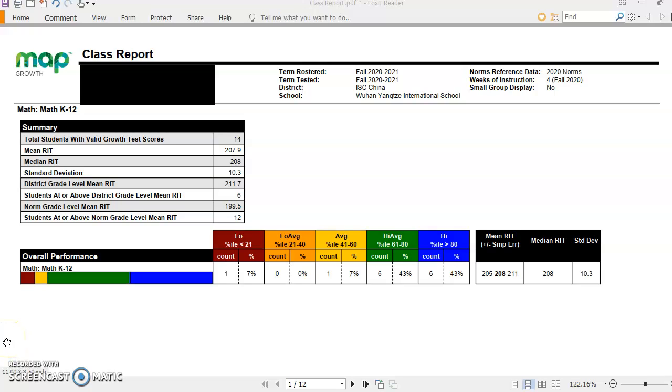Today we're going to look at how to read a NWEA MAP Growth Class Report. I have this class report that we're going to look at. First, we can see that there were 14 students that took this MAP test.